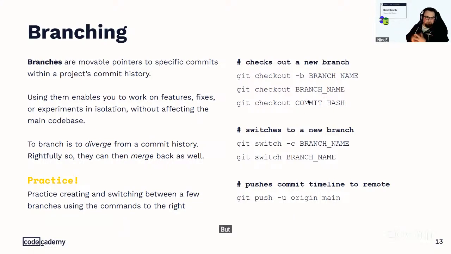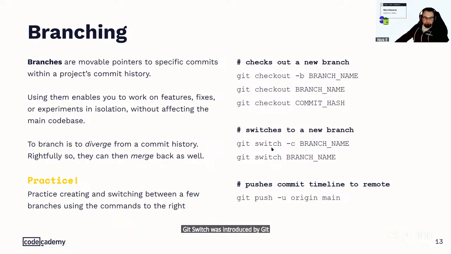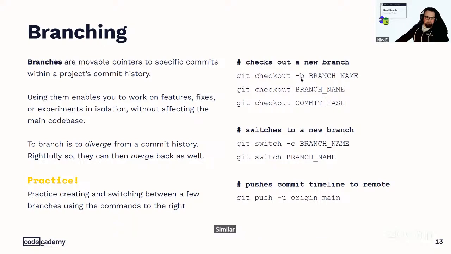But it is something to be mindful of, the differences between checkout and switch. Git switch was introduced by Git to be more specific to branch operations only. Similar to how with checkout you can create branches, check out branches, or check out a commit hash, git switch can only be for branches. The -c flag here is to create a new branch, whereas git switch branch name is just switching to a branch that already exists. So similar to how -b creates a new branch with checkout, -c creates a new branch with switch.